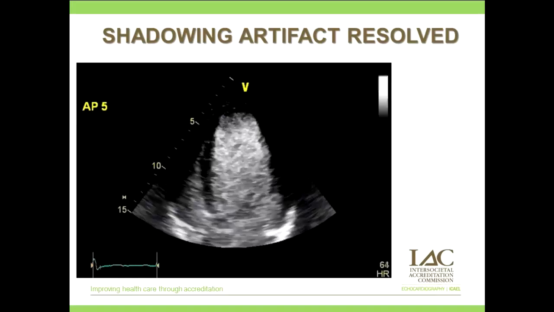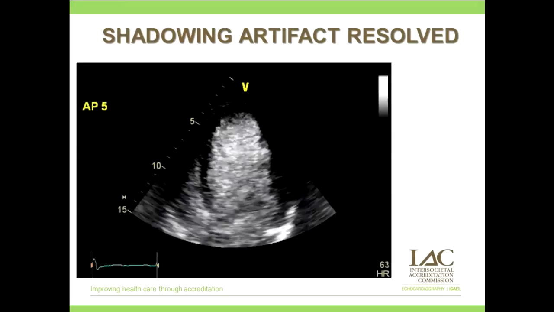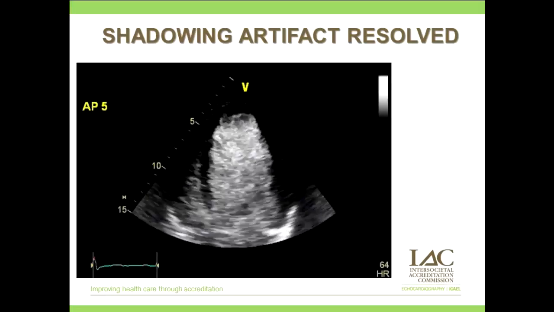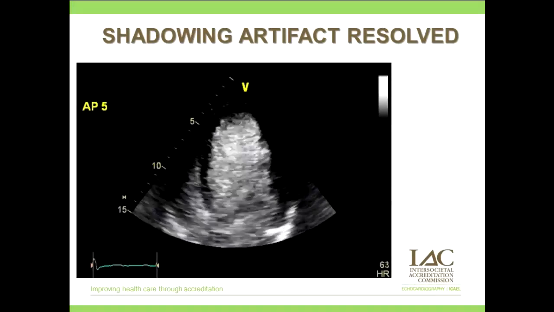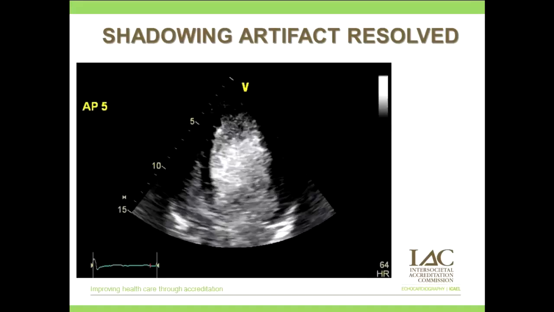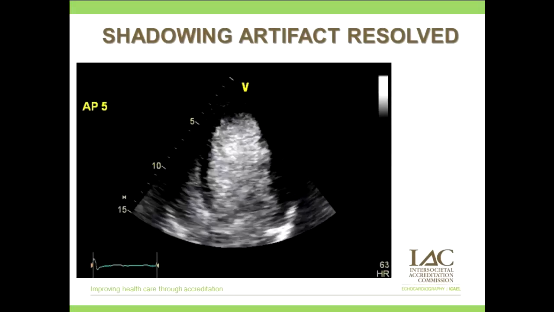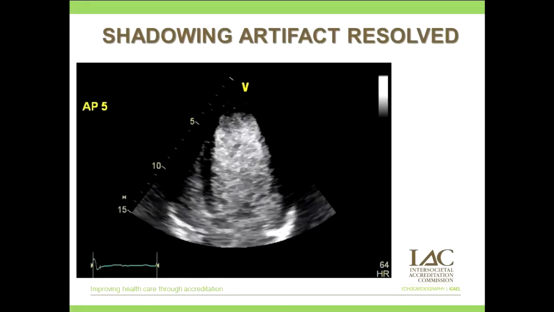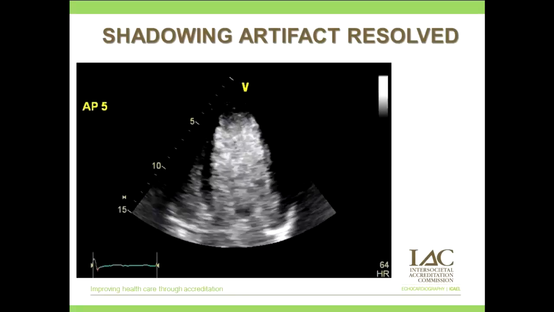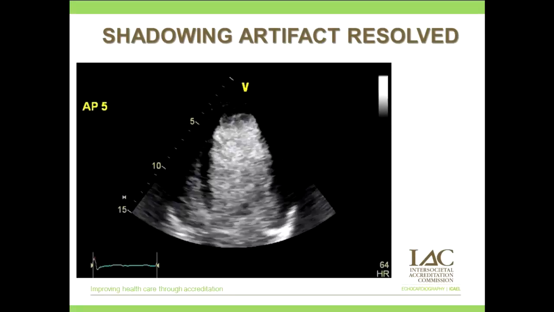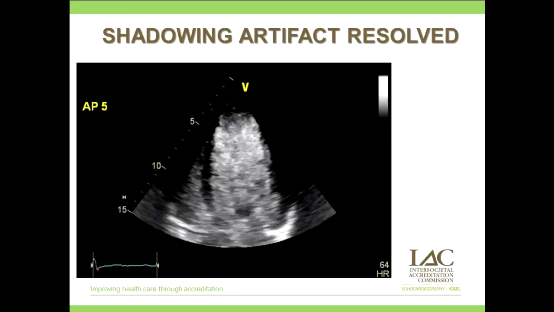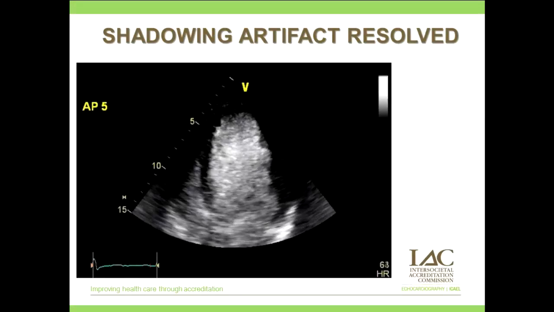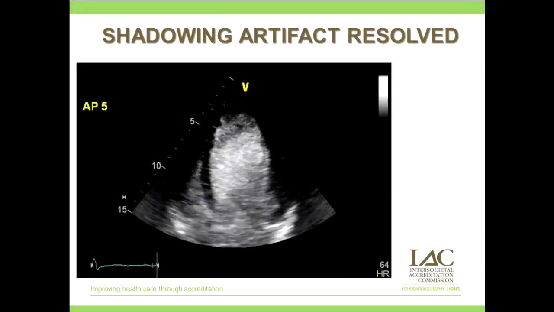So here's shadowing artifact resolved. And how does this occur? Well, you have a couple of options here. You can wait, because it will last maybe a minute, and then it will be gone. If you want it to happen a little sooner, you can try to go in and out of color. You can also try to go in and out of your contrast package. We have a machine that has a cadence. It's called cadence. We go in and out of cadence, the contrast package. It clears this shadowing or attenuation up a little bit quicker than just waiting. But really, the best advice is to try to avoid it by not giving too much and not pushing too fast.